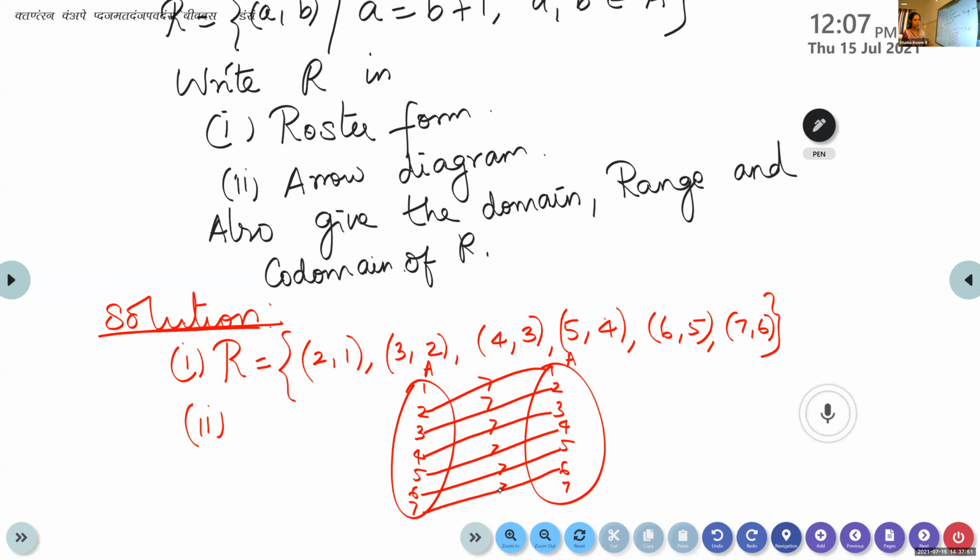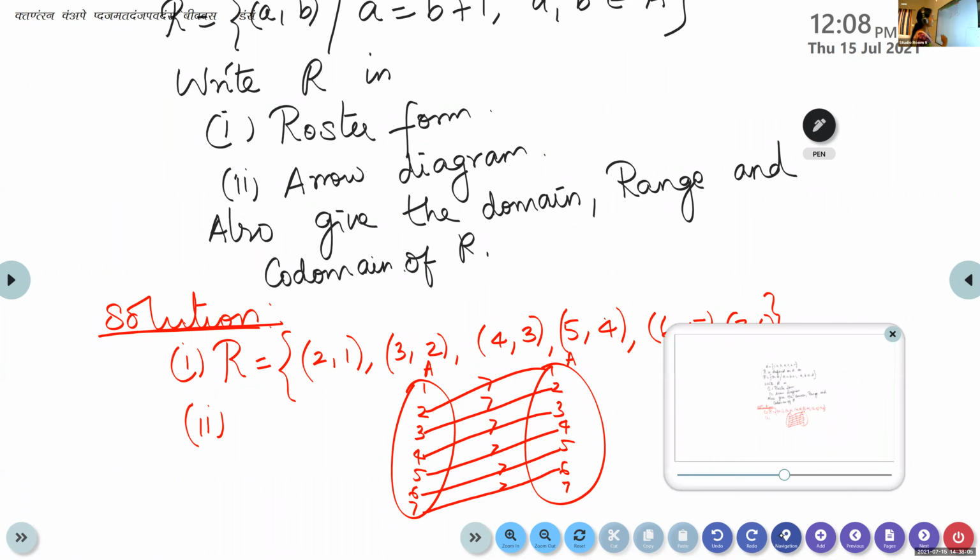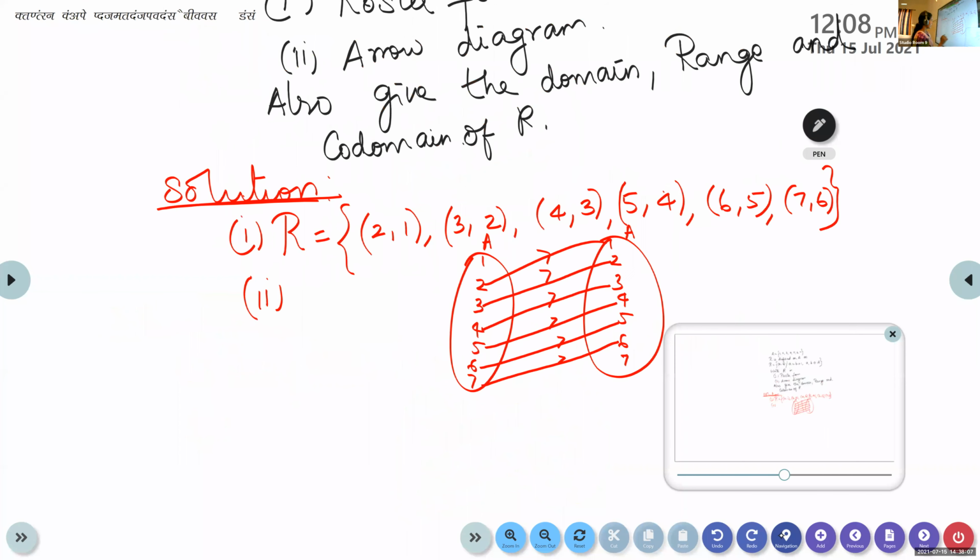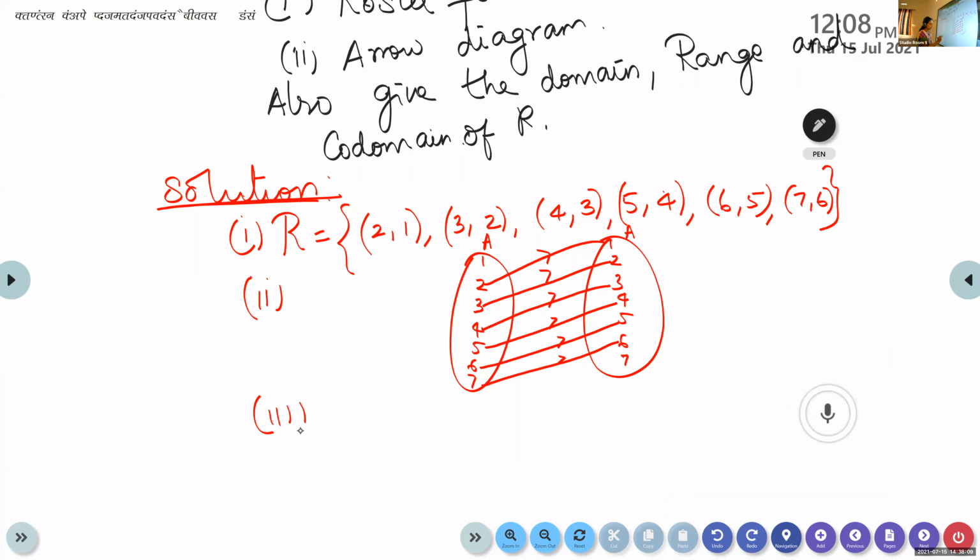Listen children, don't write. Now listen all of you, sit straight. We are going to write what the domain, the codomain and the range are. So third one, domain. In the domain, we write only those first elements in the relation.